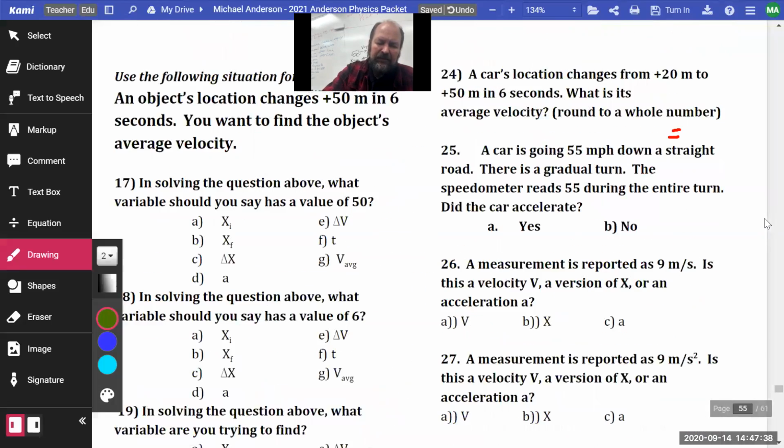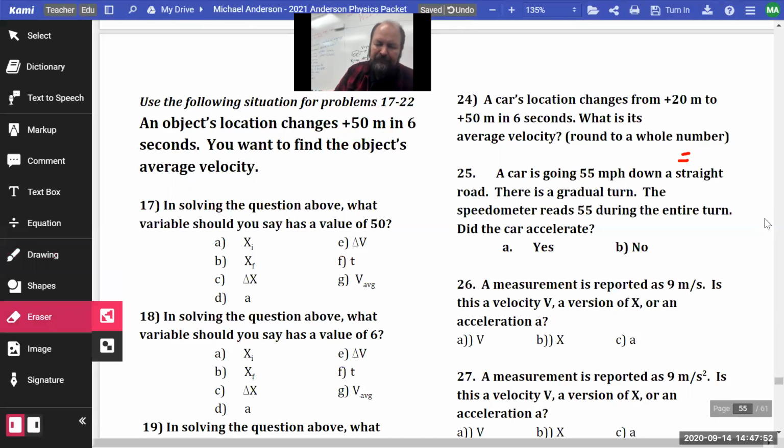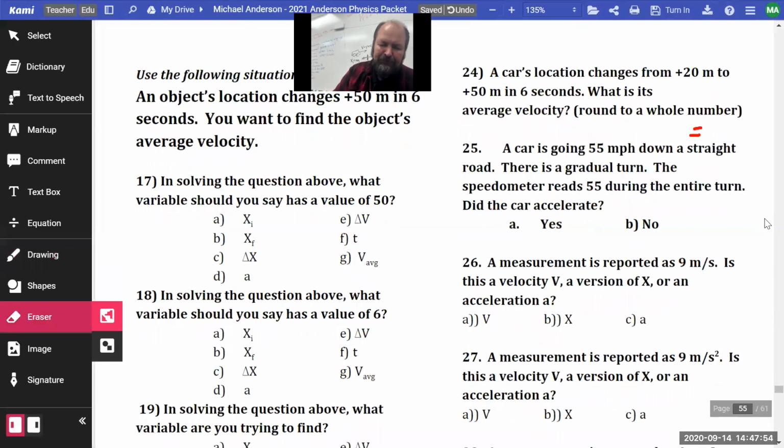Okay, next one. We have an object's location changes 50 meters in 6 seconds. You want to find the object's average velocity. This is like the previous problem above, only instead of the 50, we had 30. Otherwise, it's going to be the exact same kind of thing. So let's do this step by step.